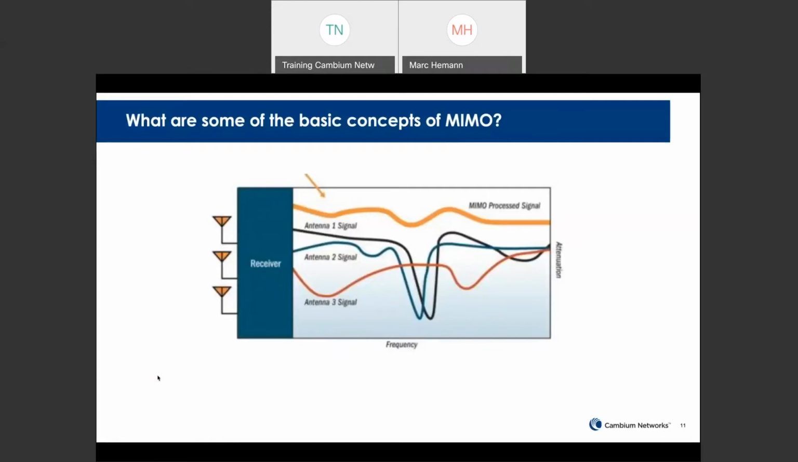MIMO systems will use multiple antennas to provide for better transmit and receive diversity. An RF signal may be affected by any number of environmental factors, resulting in fading of the signal. This will impact the received signal strength and signal-to-noise ratio. In turn, this will cause a rise in the error rate, which we need to avoid.